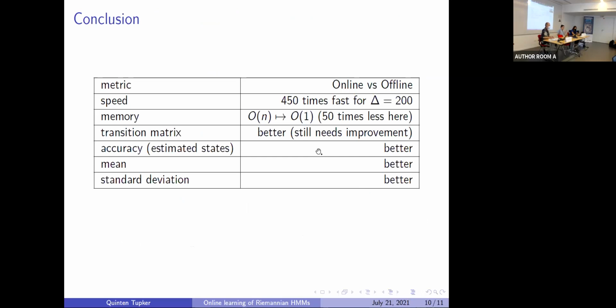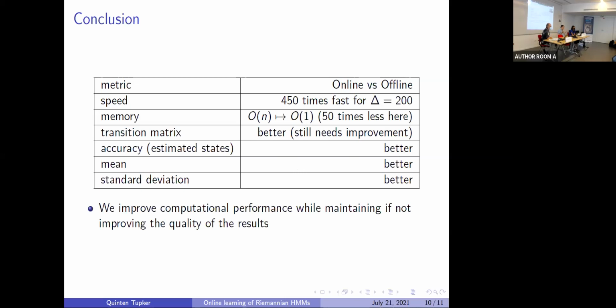So overall, what do we find? Well, we found that computationally, the online algorithm seemed to perform better. And importantly, we did seem to reach our goal, which was to reduce the memory usage to one that's independent of the amount of data we receive. Finally, the transition matrix, or the Markov model part of the results, seems to be better, although some work could still be done. And for the hidden aspect of the results, we seem to overall perform better. So I think overall, we achieved our goal, which was that we improved the computational performance while maintaining the quality of the results, if not improving them.